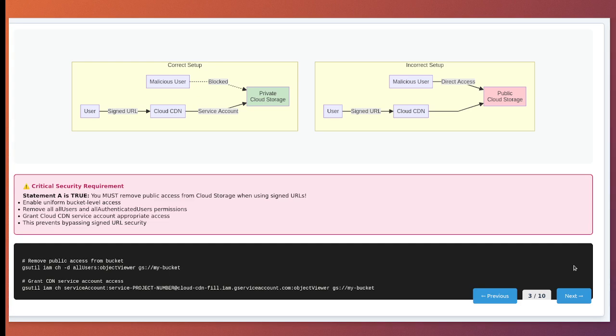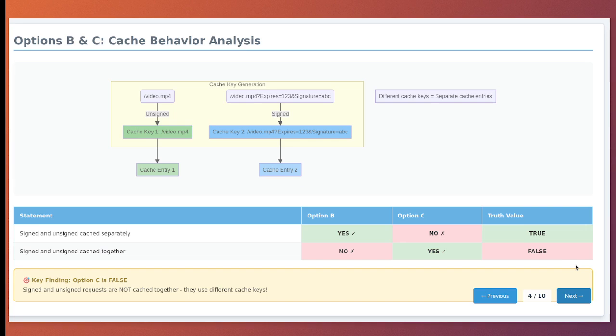This statement is absolutely true and critical for security. When you're using signed URLs, the entire point is to control access to private content. If your cloud storage bucket is publicly accessible, anyone can bypass your signed URLs by accessing the storage directly. The best practice is to ensure your cloud storage bucket has uniform bucket level access enabled and all public access is removed. The CDN uses service account credentials to fetch content from the private bucket. This creates a secure chain, flowing from the user, to the signed URL, to the CDN, and then to private storage. Options B and C.